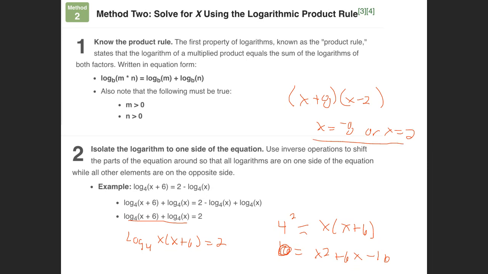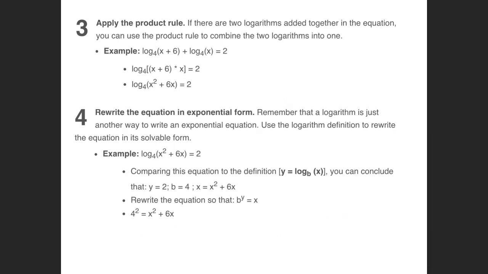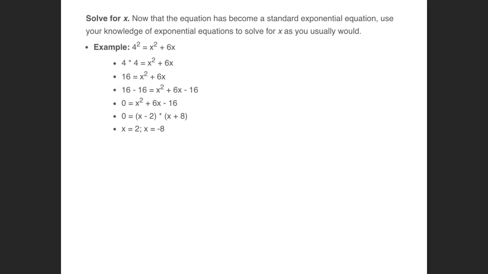Now you might want to check your answers by plugging them back in to see if it works, because if I put this negative back in here, that's going to give me a log base 4 of -2. So it might not work out. So you might want to check your answers. Here's their work here. They did the same thing, 4 squared, and then they came up with x equals 2 or -8.